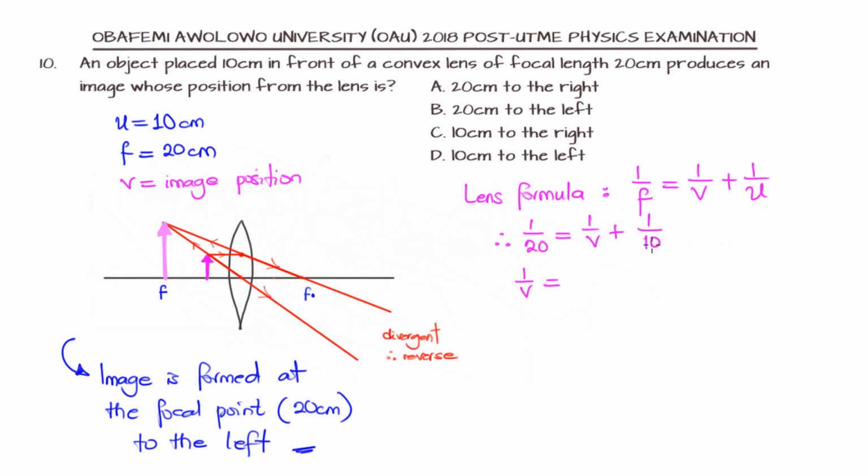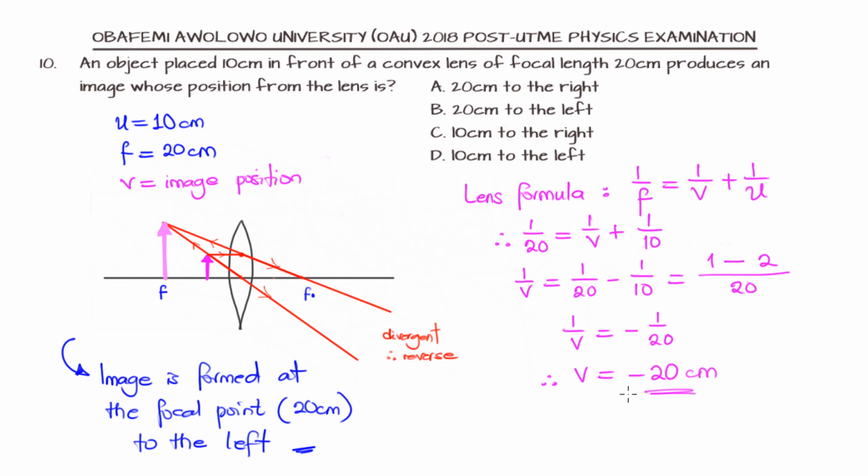If you move 1 over 10 to the other side, 1 over V will be 1 over 20 minus 1 over 10. Finding the LCM, 20: 20 into 20 is 1, 1 times 1 is 1, minus 10 into 20 is 2, 2 times 1 is 2. So I have 1 over V to be minus 1 over 20, meaning that V is minus 20. You can see we are getting the same thing. It is minus 20 centimeters, minus because it is on the left side of the lens. It is virtual. So the correct option is option B.